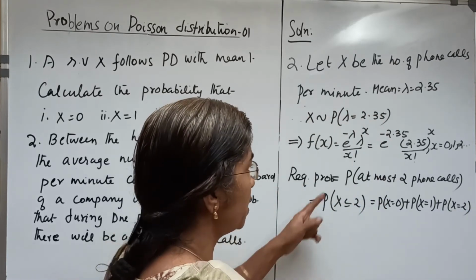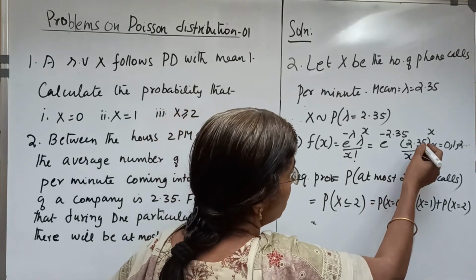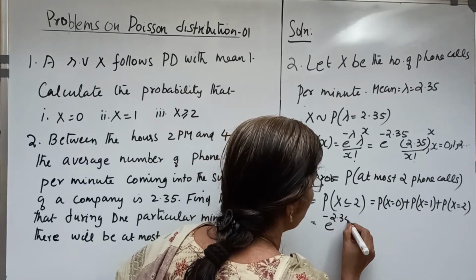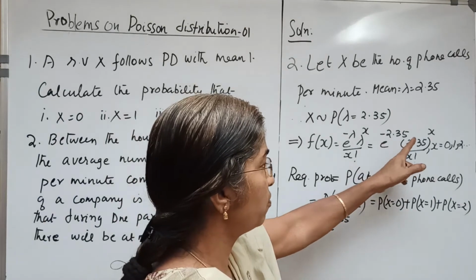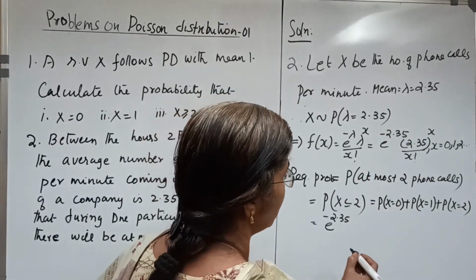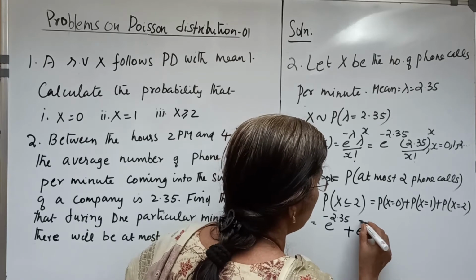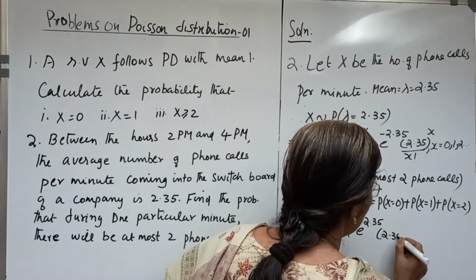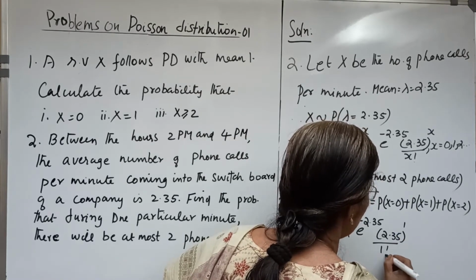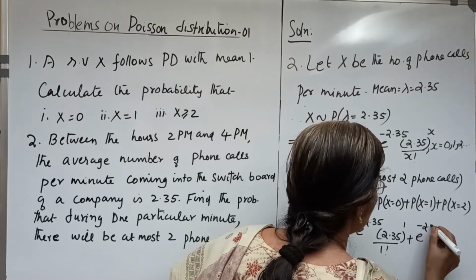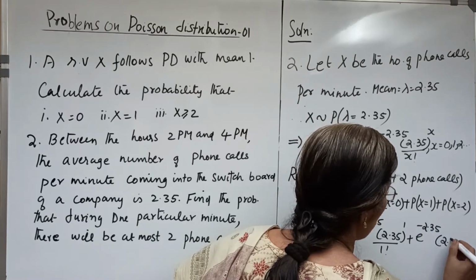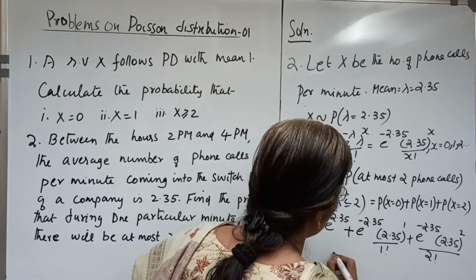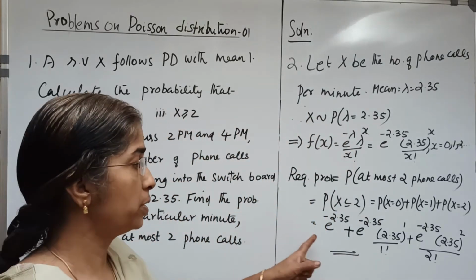Probability x equal to 0 is obtained as e raised to minus 2.35. We know f of 0 as e raised to minus lambda. The next is e raised to minus 2.35 into 2.35 raised to 1 by 1 factorial, plus e raised to minus 2.35 into 2.35 raised to 2 by 2 factorial. This is the required probability and you can do the calculation part.